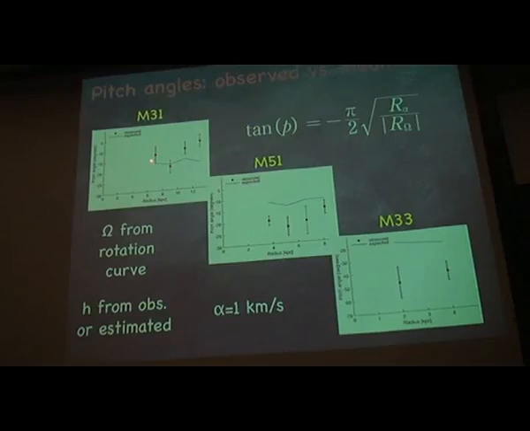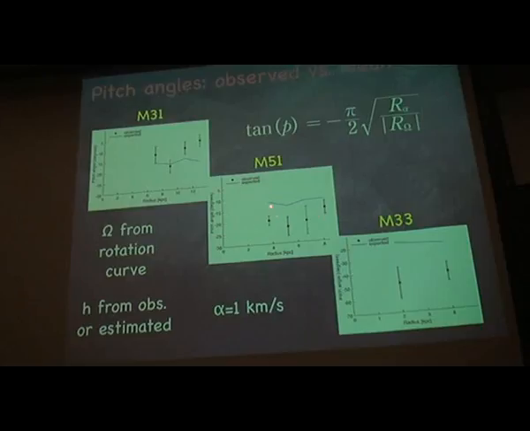Then I compare the pitch angles that I measure, which are these red points with error bars, with the pitch angles that are expected from this equation and some observed or estimated parameters of the different galaxies, which is shown by the blue line. And so for these two cases, M31 and M51, I get not a bad match. So for M31, the pitch angles match to within, say, up to 10 degrees. And this is for the absolutely simplest dynamo model you can have. You write the equations down on the back of an envelope, and then take this ratio.